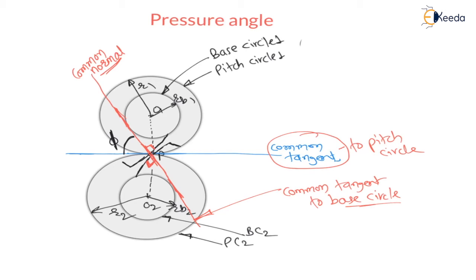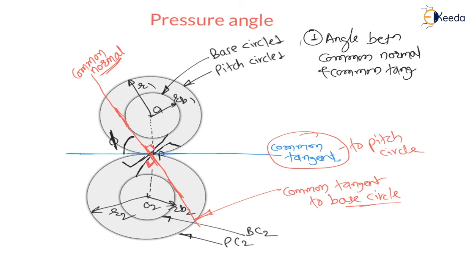Therefore the first definition is angle between common normal and common tangent, right? If simply said that common tangent means it is common tangent to the pitch circle, common normal means it is a common normal at contacting point. This is the first definition.